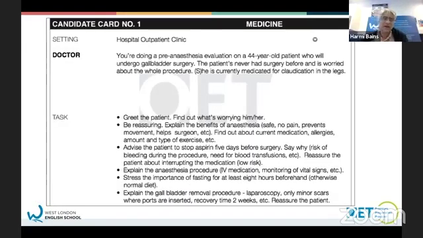This is the role play card. This is the whole card. And you see these things a lot, find out and explain. It's very common, and also reassure, find out.